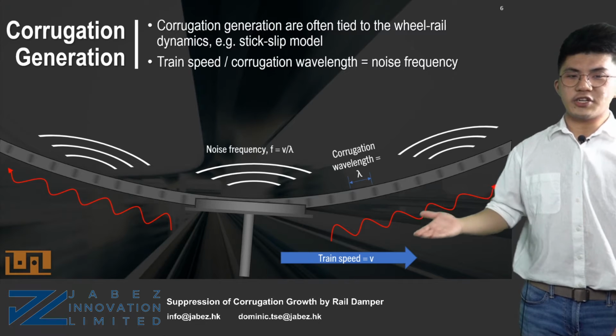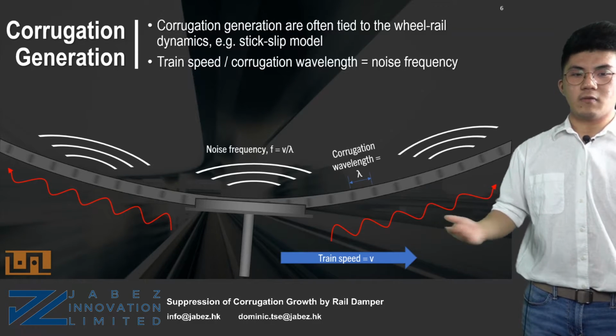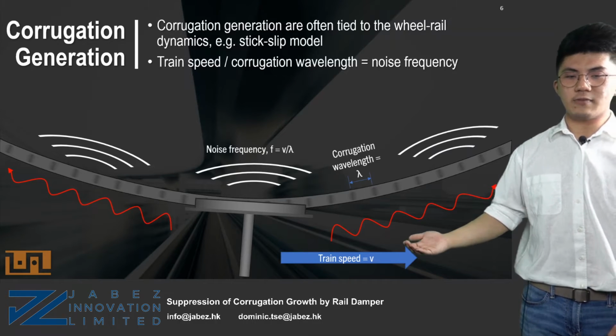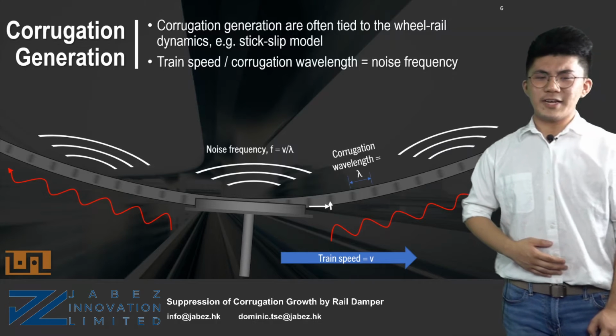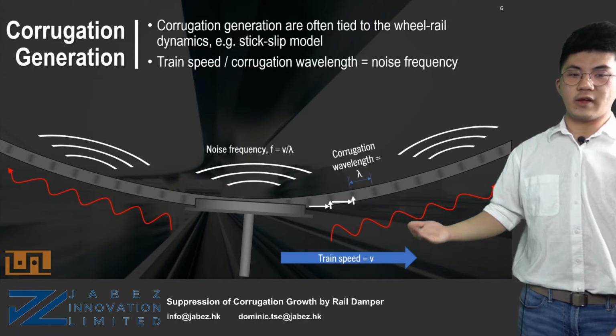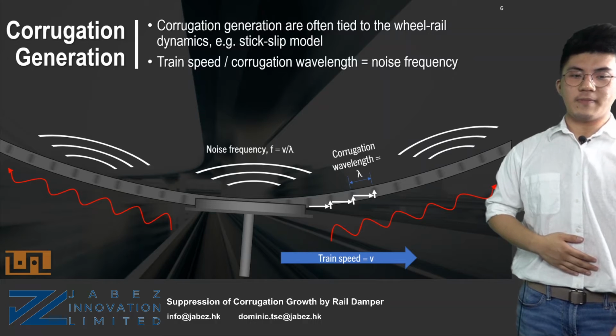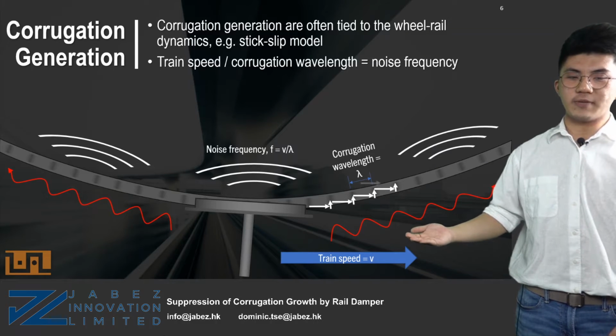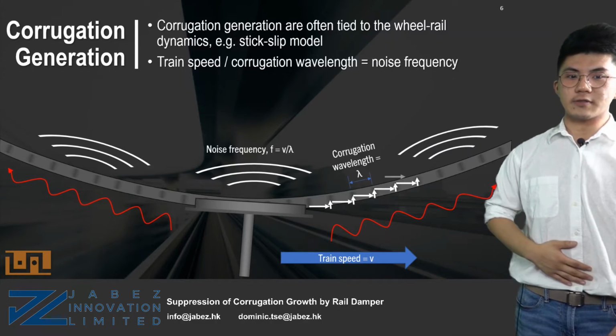Corrugation formation is usually tied to the wheel-rail dynamics. One model is the stick-slip model. The noise frequency is determined by the corrugation wavelength and the train speed. We believe that the corrugation generation mechanism is dominated by the rail dynamics.